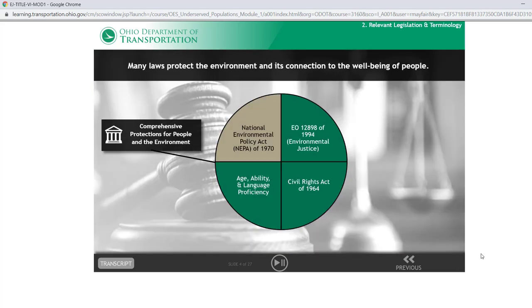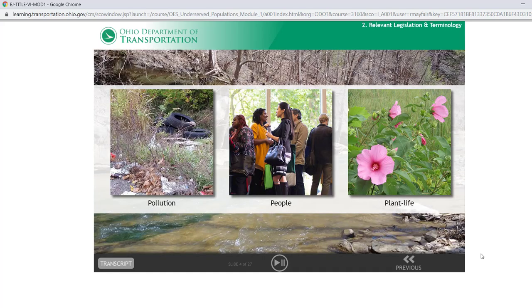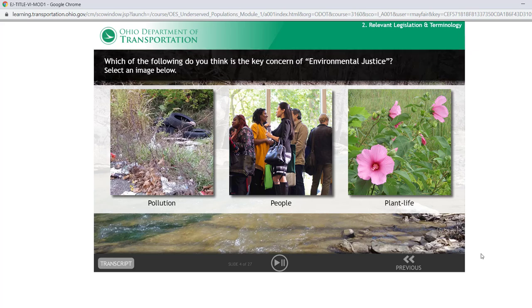In addition to NEPA, many other laws regulate how federal projects, programs, and policies impact both the environment and people. Let's examine a handful of the most relevant ones, beginning with Executive Order 12898, which addresses environmental justice impacts to minority and low-income populations. While the term environmental justice can conjure many different images and meanings, the term has a very specific connotation. Which of the following do you think is the key concern for environmental justice? Select an image below.